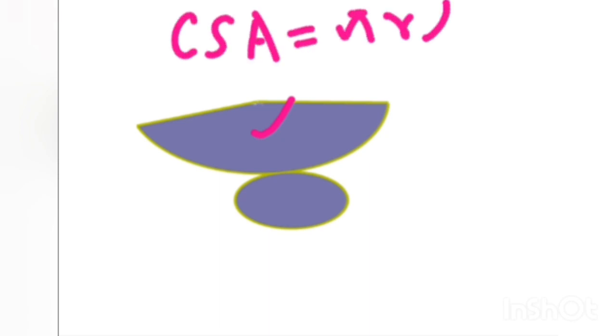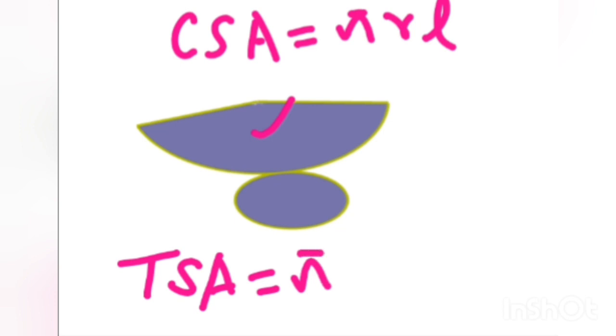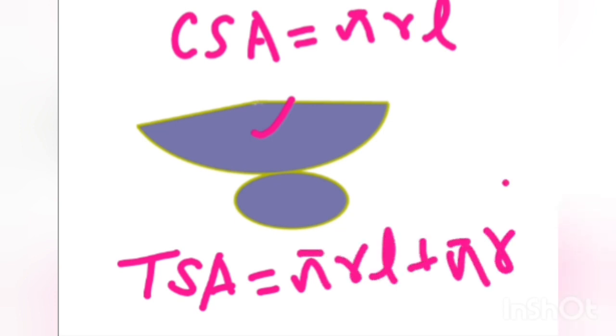To find the CSA of cone, we have to find this area, and the CSA of cone is pi r l, and total surface area of cone is pi r l plus pi r square, because this area will be pi r square. So CSA plus plane area is equals to pi r square. To find total surface area or curved surface area of cone, we will apply these two formulae.